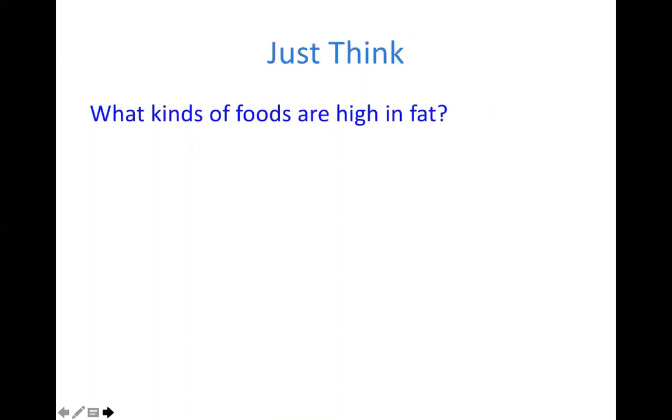So, what kinds of foods are high in fats? Hopefully you can think of some. Whole dairy products like whole milk, ice cream, whole yogurt, butter, cuts of meat. Sometimes you can see the fat. Sometimes the fat is more difficult to see where it's marbled throughout the meat. Coconut, palm, donuts, cookies, nuts, seeds, etc.